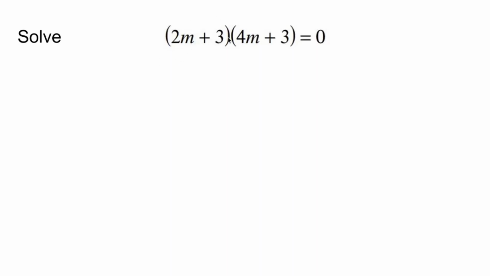Solve (2m plus 3) times (4m plus 3) equals 0. Whenever you have something times something equals 0, you're going to use what's called the zero product property. The zero product property says if you have this times that equals 0, then you set the first factor equal to 0 and the second factor equal to 0 and solve for both. So, in this case, 2m plus 3 equals 0 and 4m plus 3 equals 0.